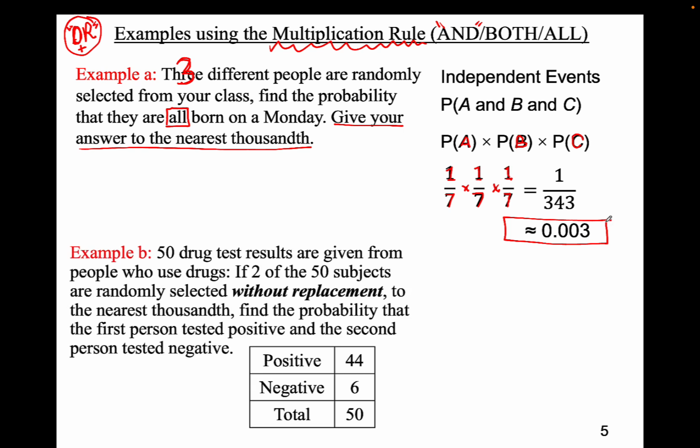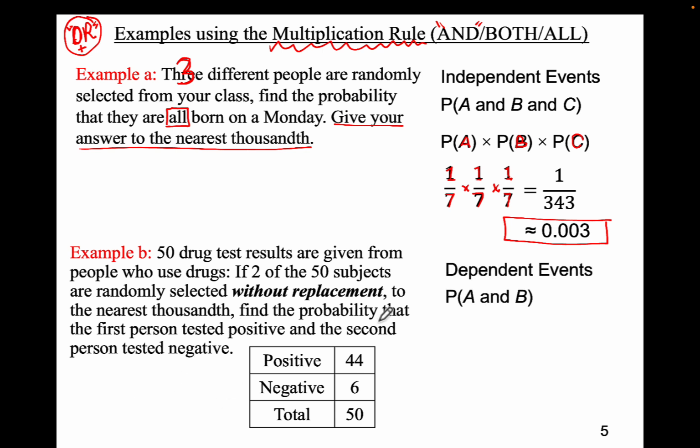Okay, let's look at an example without replacement so we can see how things change here. This is going to be dependent events. 50 drug test results are given from people who use drugs. If 2 of the 50 subjects are randomly selected without replacement, to the nearest thousandth, find the probability that the first person tested positive and the second person tested negative. This is the one that I had started to set up for us. Let's finish working it out.